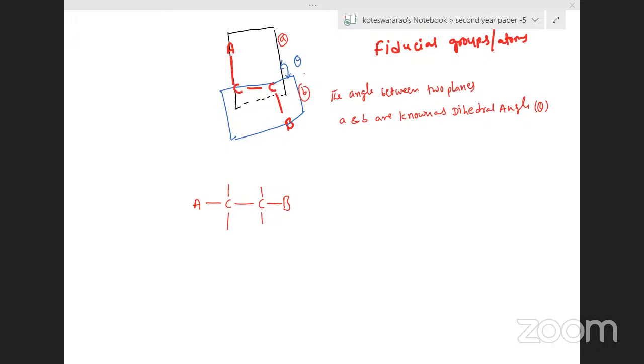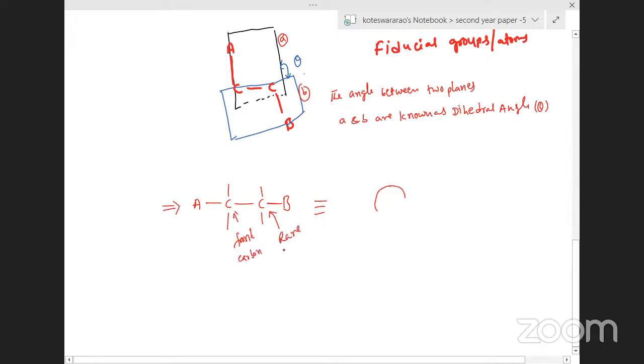Right. This is the molecule. When we represent it in the Newman projection formula, here there are two carbons. Suppose this is the front carbon. Why is it the front carbon? Because the observer, you, are observing the molecule from this direction. Okay, this is the rear carbon. In the front carbon, the carbon is represented with a dot at the center of the circle, like this, a dot. A rear carbon is represented by a circle in the Newman projection formula.